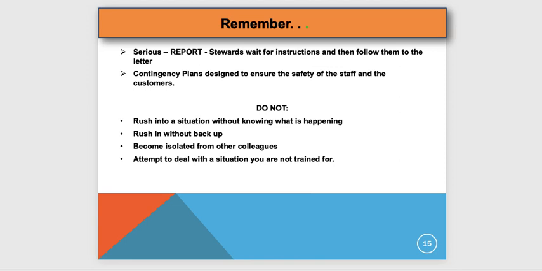Use things like overcrowding, density. Use the 3Ds, because these individuals will understand what you're saying. Contingency plans are designed to ensure the safety of staff and the customers. So a contingency plan could be this: they've got people in certain sections, but they know they've got spare seats somewhere else. They might move a section of people around there.